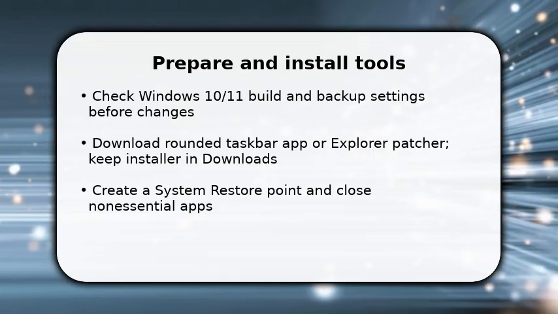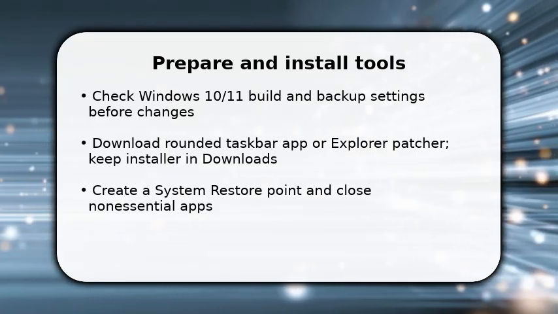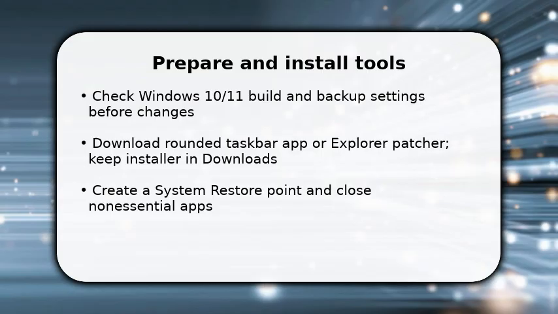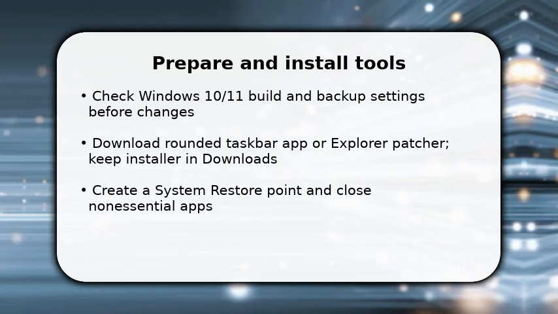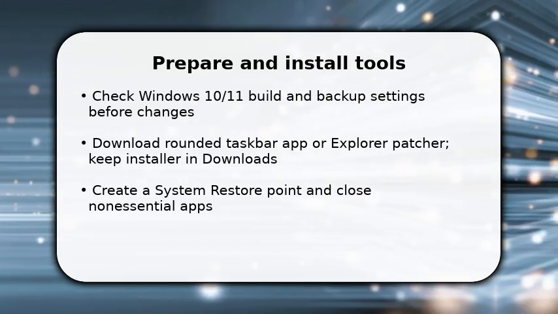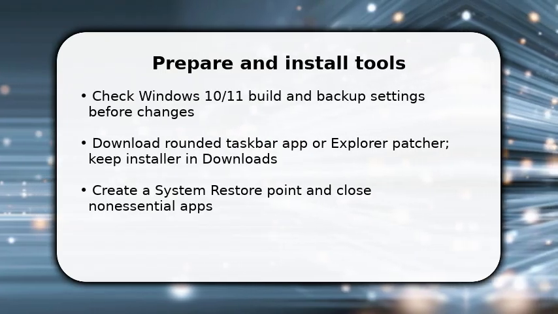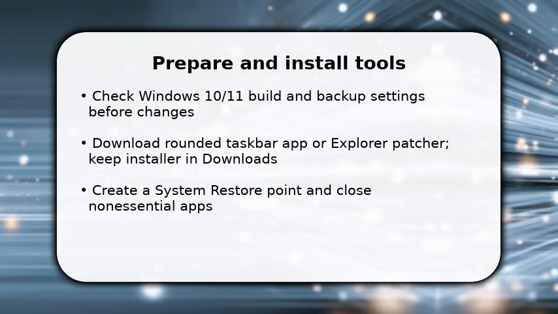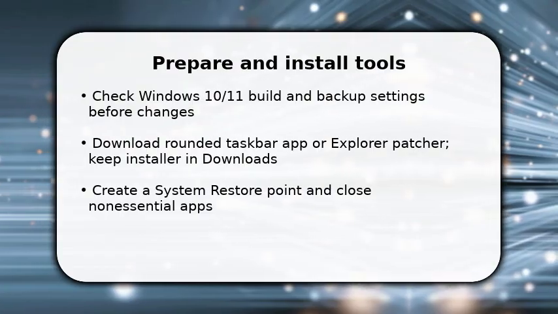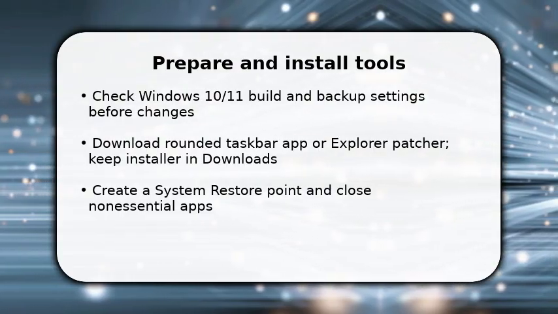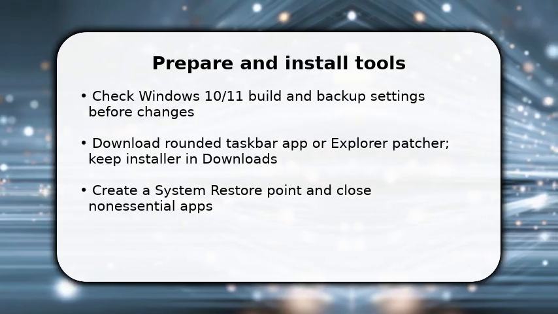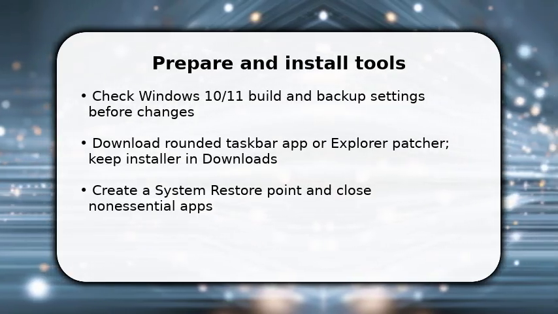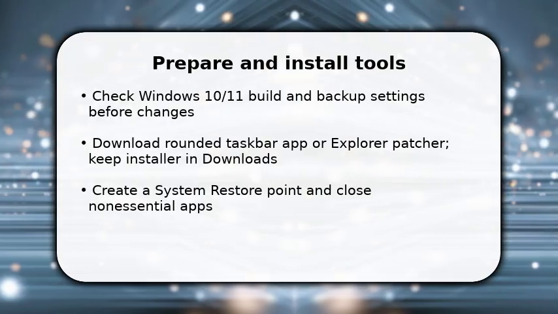Enjoy the video. You start by confirming your Windows build and creating a system restore point. This protects you if something goes wrong. Next, download the rounded Taskbar utility or Explorer patcher and keep it in your Downloads folder so you know where it is. Once done, close non-essential apps to avoid conflicts and make sure you have admin rights. These steps reduce risk and speed the installation process.